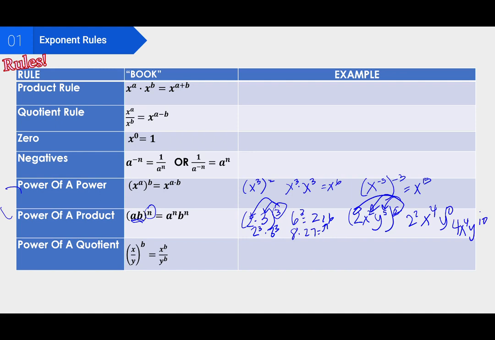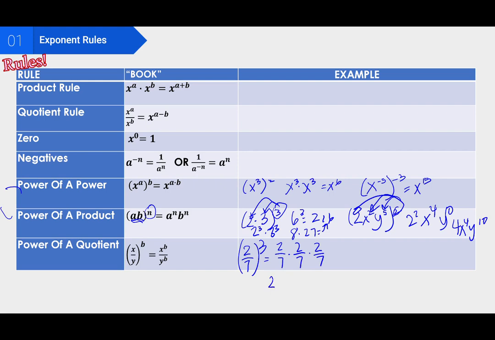Last one, power of a quotient, means of course that we have a quotient inside the parentheses and an exponent on the outside, so we're dividing again. This always helps me to think about it as a fraction. That's why I've written it this way. And so imagine you have 2 over 7 to the third power.